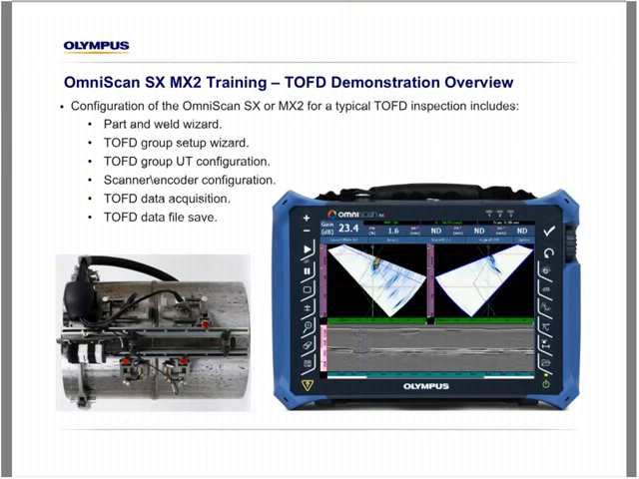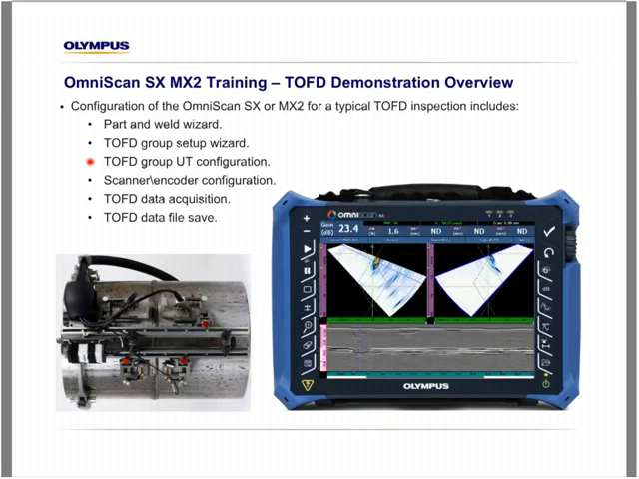The setup and configuration for acquiring TOFD in an OmniScan SX, MX2, or any instrument really requires the part and weld definition that we'll do in the wizard, and creation of the TOFD group using the OmniScan setup wizard. We're going to configure the UT for all of the parameters to optimize it. Everything in the TOFD inspection is about signal to noise ratio and reducing the noise as much as possible.